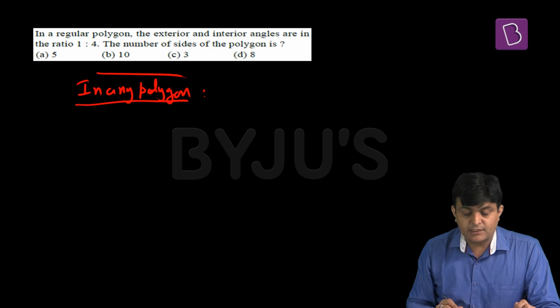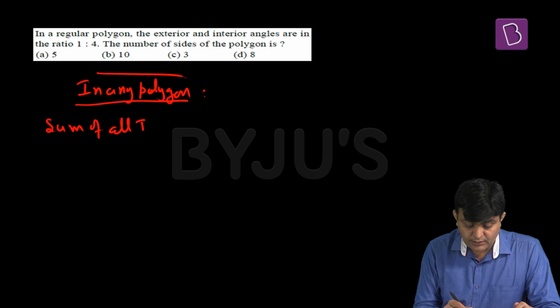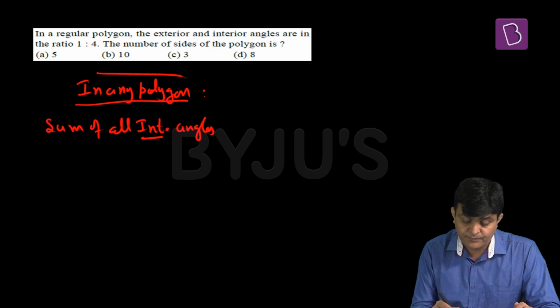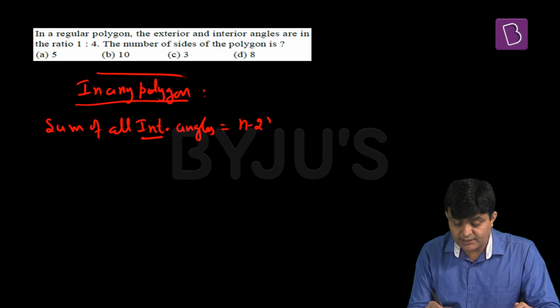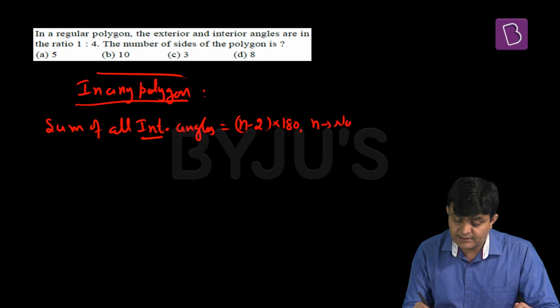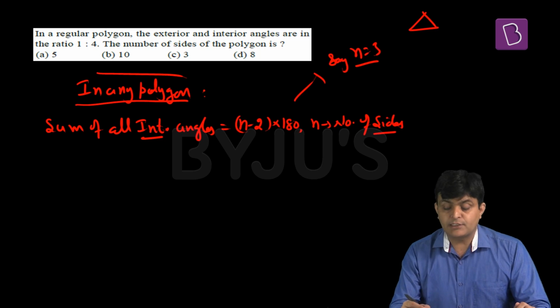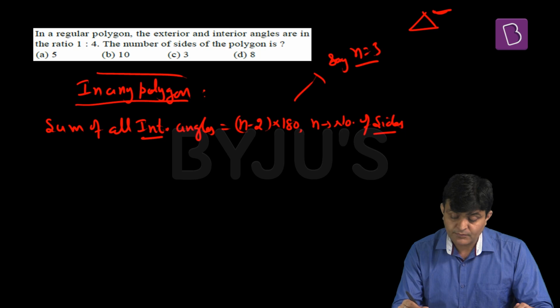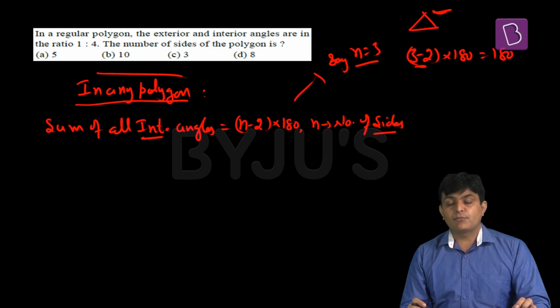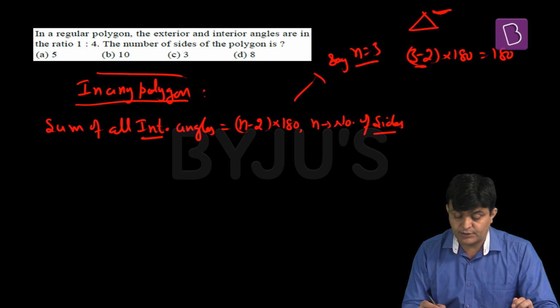In any polygon, the sum of all internal angles is equal to n minus 2 into 180, where n is the number of sides. Say put n equal to 3, this is a triangle, so 3 minus 2 into 180, that is 180, because we know the sum of all internal angles of a triangle is 180. So this is the formula.